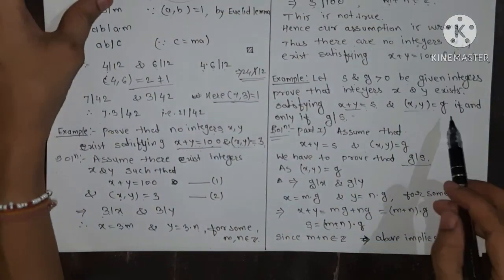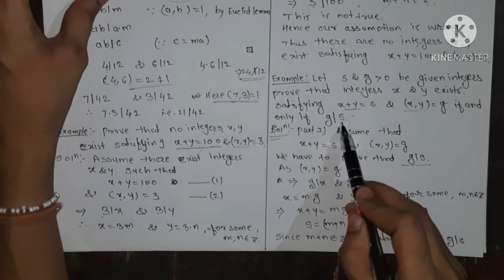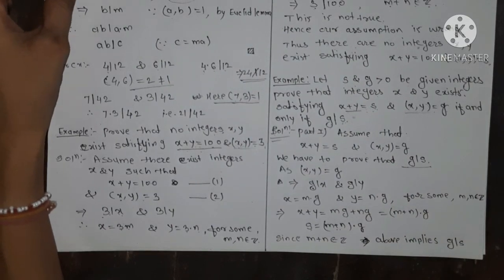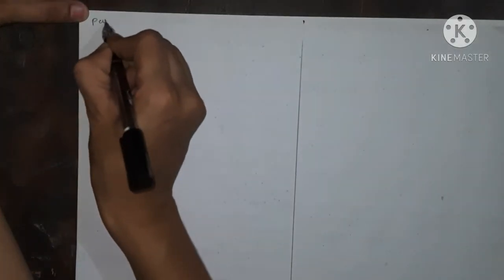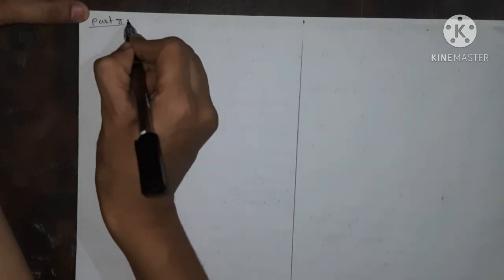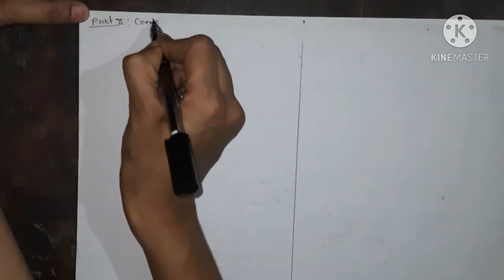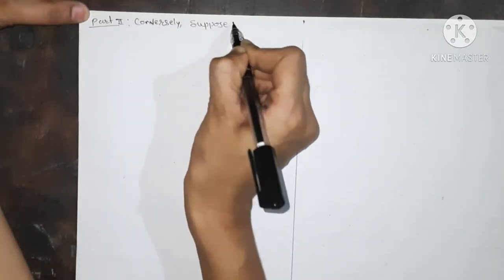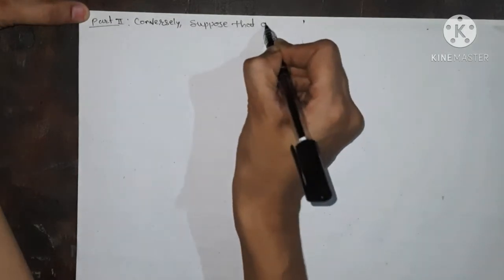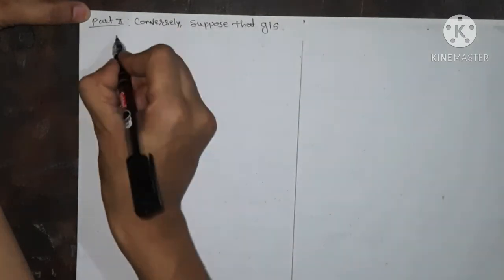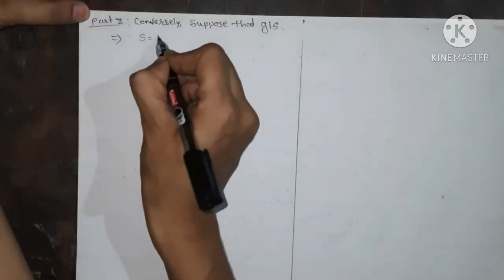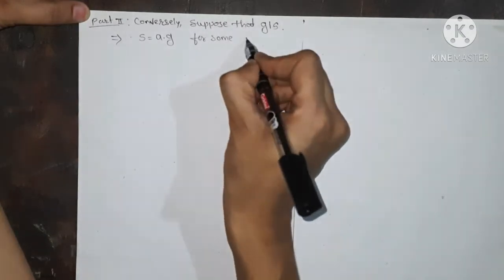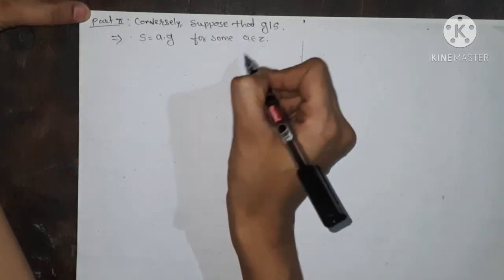Now we prove the second part: we assume that g divides s, and we prove that x plus y equals s and the GCD of x comma y equals g. Now in part 2, the converse part, conversely, suppose that g divides s. Therefore, by definition, s equals a multiplied by g for some a belonging to Z, that is, for some integer.